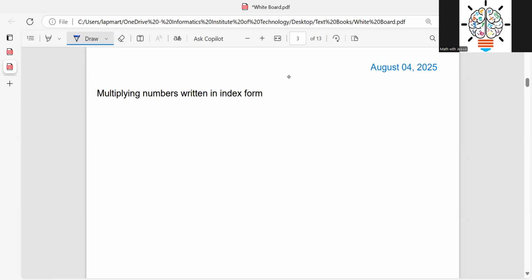Now let's say, children, if you have something like this, 2 to the power 3 and 2 to the power 2, right? Then you have the multiplication. What are you multiplying? The numbers which are written in index form. You just tell me, children, 2 to the power 3 means 2 times 2 times 2, right? And then I put the multiplication in the middle. And 2 to the power 2 means what? 2 times 2. So this is the meaning of that.